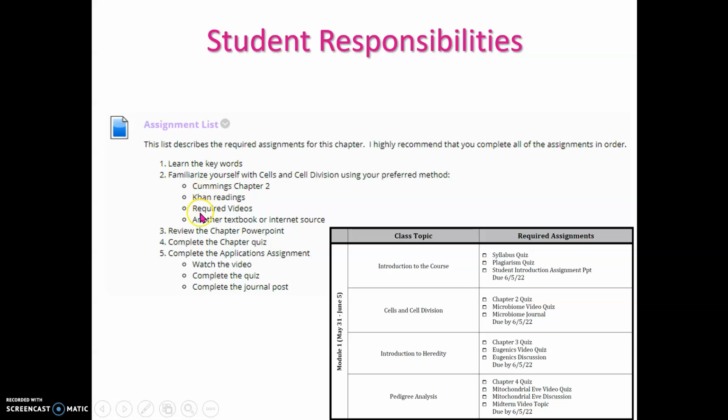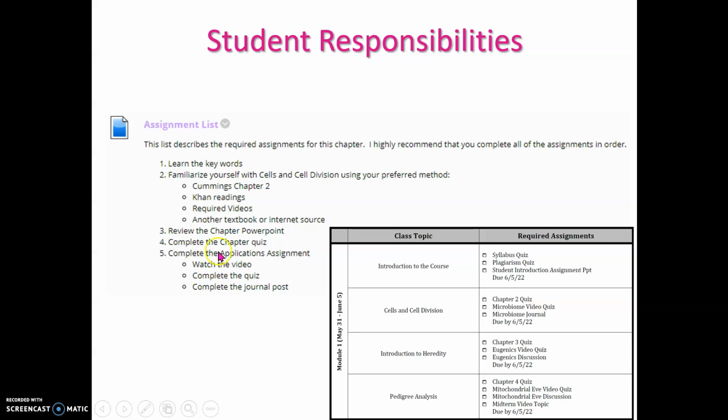Now, there is the required book. The book is online and you can access it for free. There are some Khan Academy readings and some videos from YouTube that go over the topics. If you prefer to read a hard copy book, you can get any textbook that covers cells and cell division, and that should be fine. There's a chapter PowerPoint that goes along with the book chapter and introduces you to whatever we're talking about. There's a chapter quiz for you to complete, and then there's an application folder. So there's two different folders. One will say concepts, one will say applications.